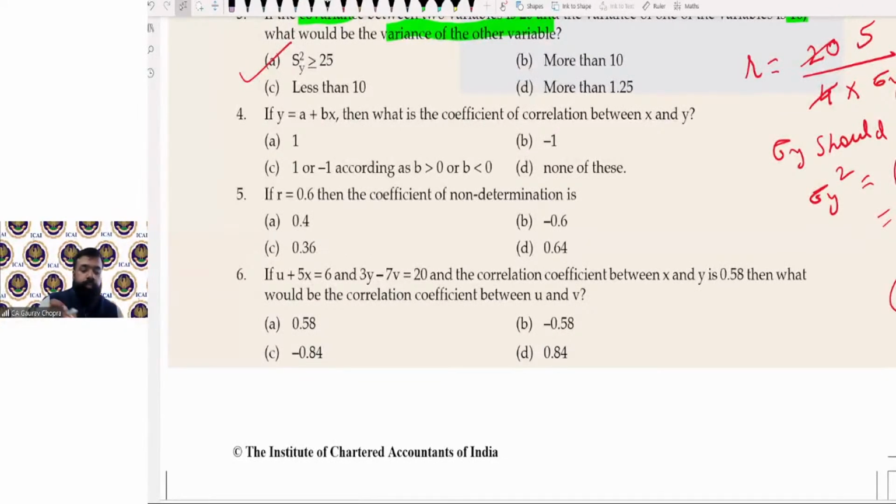Then fifth one, if R is 0.6, then what is the coefficient of non-determination? So 1 minus 0.6 square. So 0.6. Option number D.